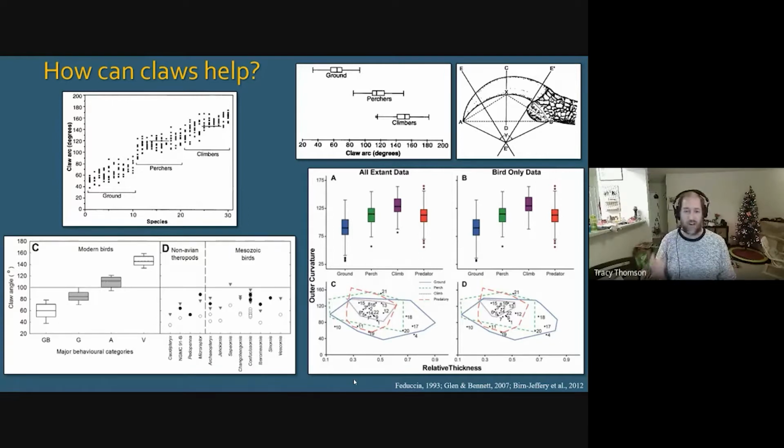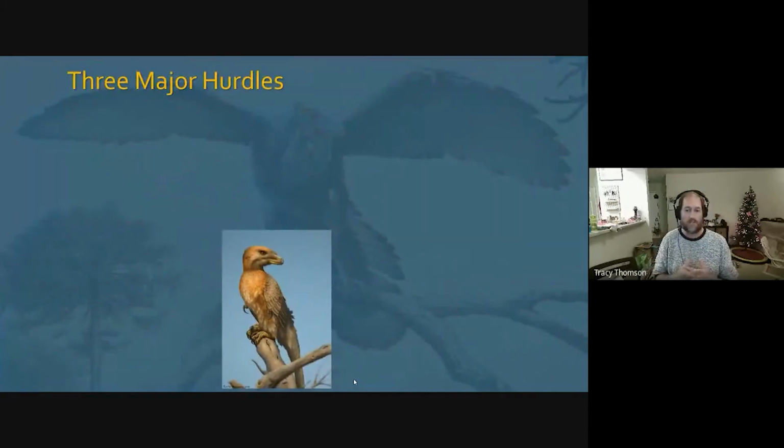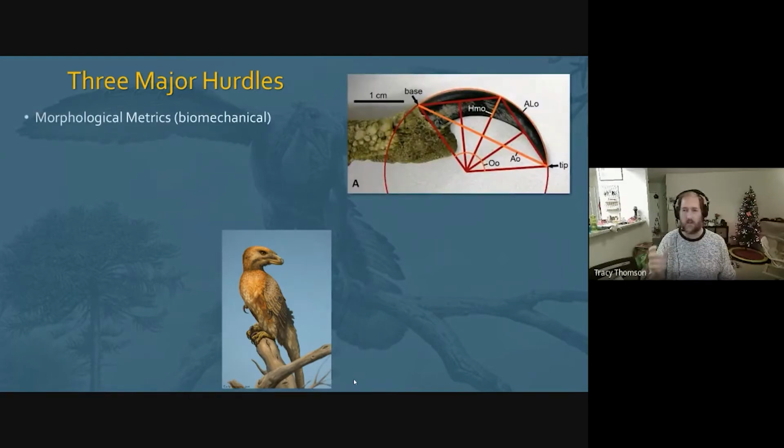And I think that's due to a couple of problems that I try to solve in my PhD work and that I'll go into here in a second. So the way I saw it is that there were three major hurdles to being able to confidently infer claw function and ecology in fossil organisms. The first was the morphological metrics themselves, how you're actually measuring the claw. Predominantly, claw curvature has been the only metric, or only one of maybe three different metrics, used to try to interpret the ecology of the animal. And that's too little.